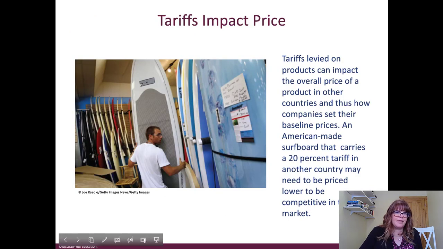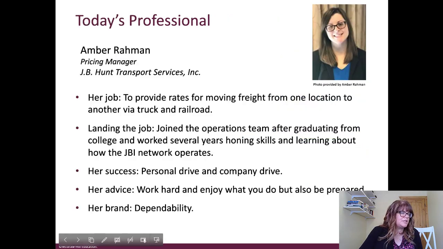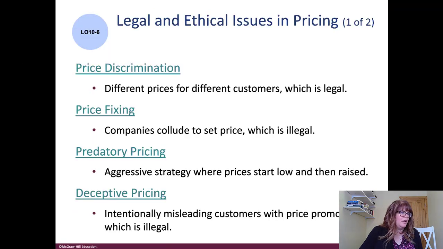So here's how tariffs impact price. And here is a professional you can read about on your own. Okay, so legal and ethical issues in pricing. So we've got price discrimination, different prices for different customers. Price fixing, companies collude to set price. This is illegal. Predatory pricing, aggressive strategy where prices start low and then rise. And then deceptive pricing, intentionally misleading customers with price promotions, which is illegal.